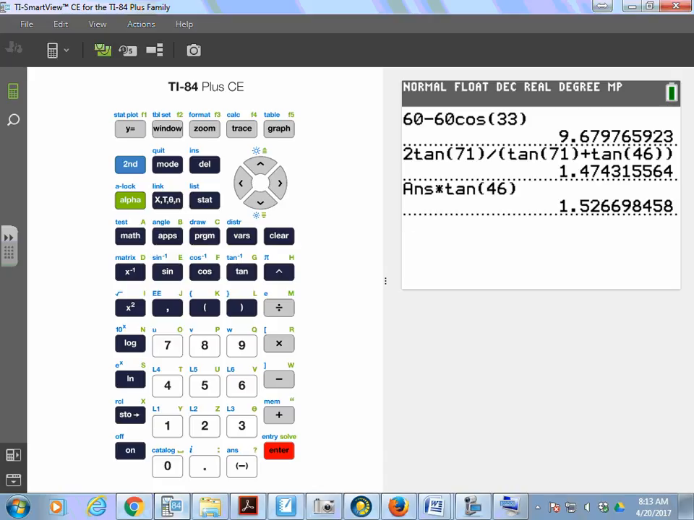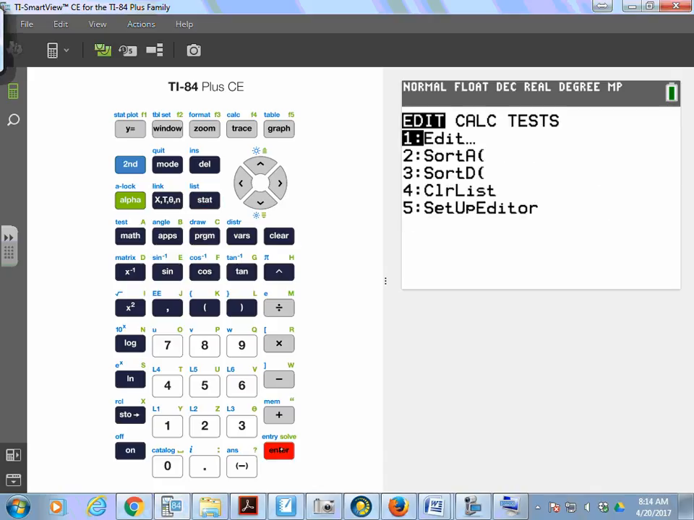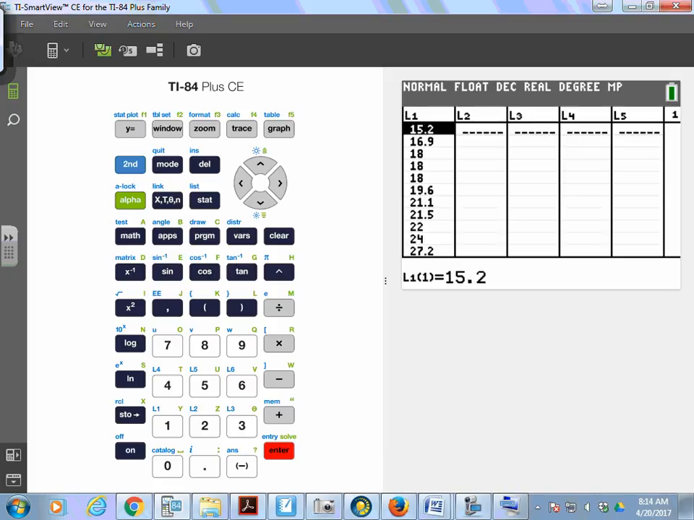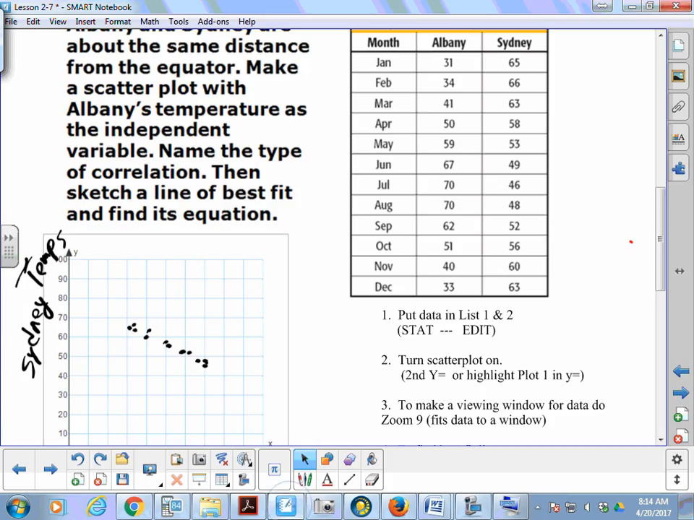All right, so Stat and Edit. Make sure your lists are clear. Hit Clear and Enter when you're at the top to delete any of the lists you have. Then go ahead and put Albany in list 1 and Sydney in list 2.